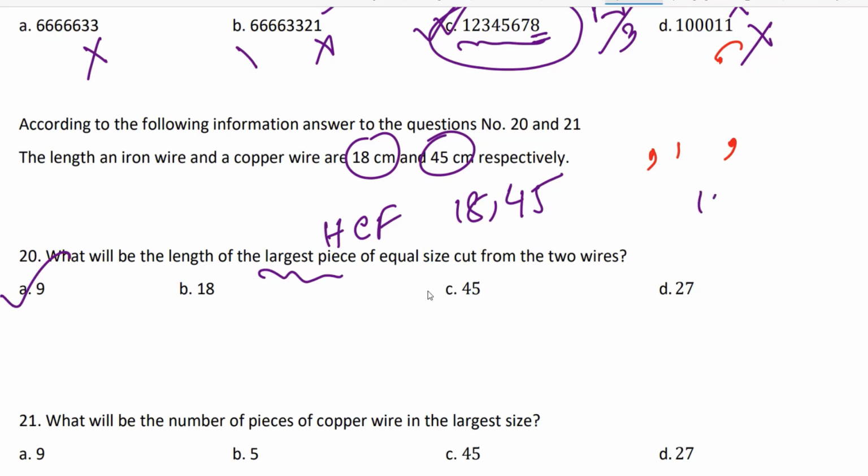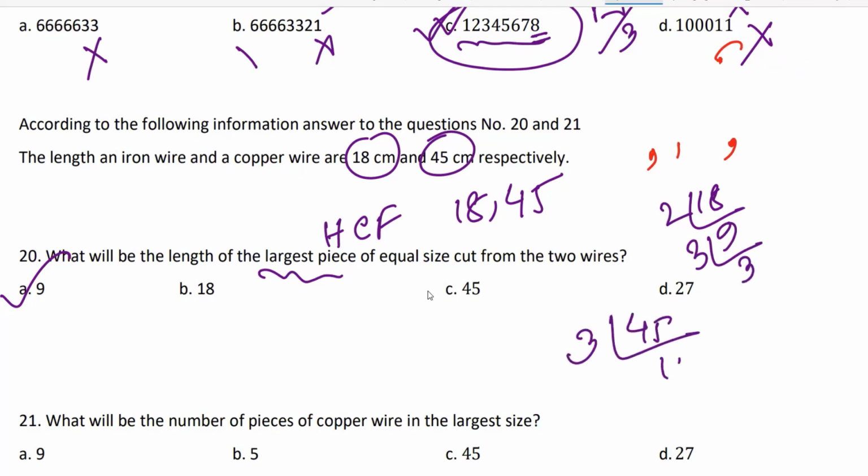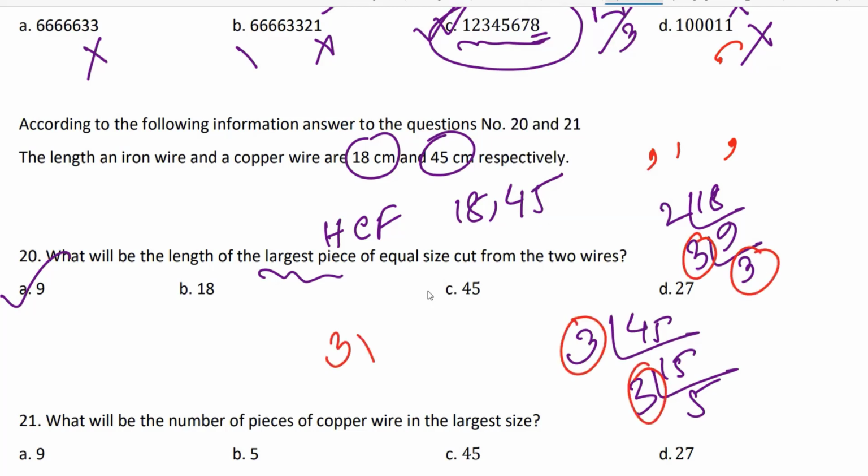Okay, now find: 18 is 2, 9, and here 3 and 3. Now 45: here 3, 15, again 3, 5. So in the first step, we see 3 is common in both cases. Another 3 is common in both cases. So 3 times 3, that means the HCF is equal to 9. The answer is 9.